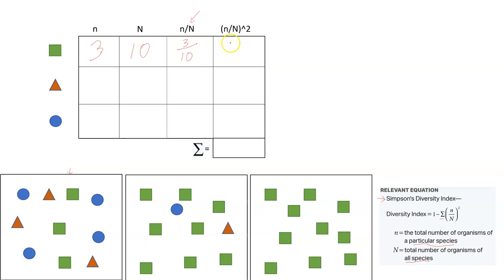All right, let's move on to this next step. n over big N, squared. All we have to do is take this number and square it. That should give us 9 out of 100. Now I'd like you to complete this table for the other species present. Go ahead and pause the video now, and we will come back once it's complete.